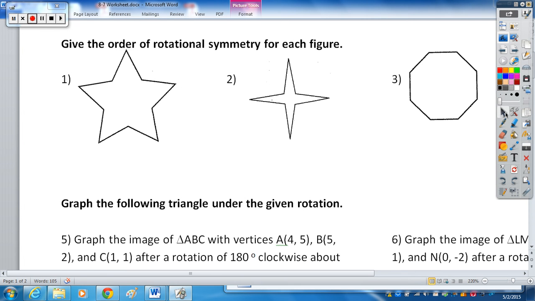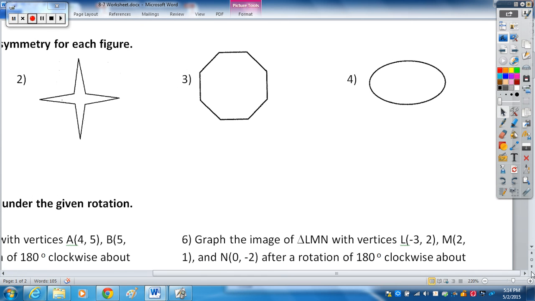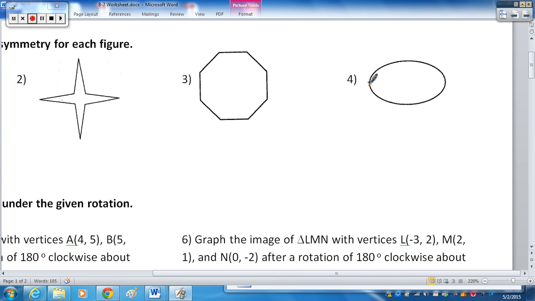Okay, the last one. If I took this point here and rotated it over till it was here, it would map onto itself. But then I have to go back to the beginning, and so there are actually 2 rotations there for number 4, and it would map onto itself.